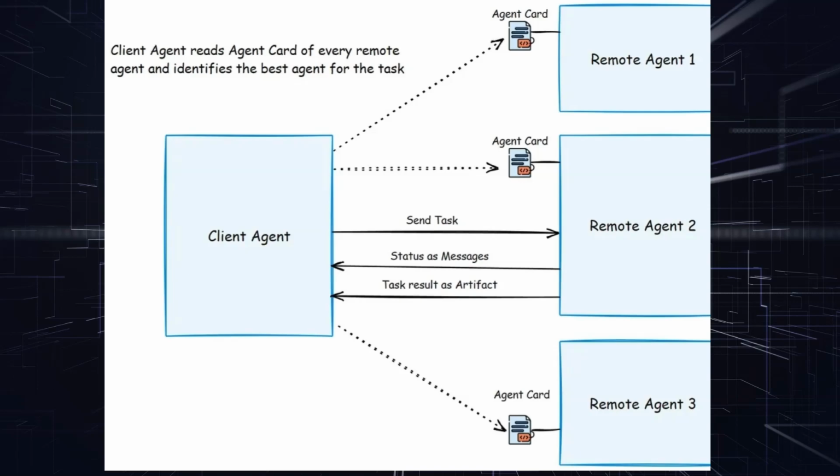In this example, remote agent 2 is selected by discovering the agent card of remote agent 2, and the input to the remote agent from the client agent is passed in the format of messages. Once the task is completed, the final result is sent back to the client agent from remote agent 2 with a special tagging called artifacts. That is also a special type of message, but an artifact is used to send the response from the remote agent to the calling agent or client agent.